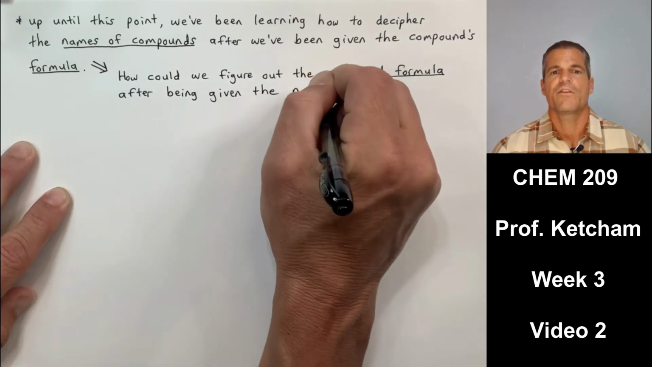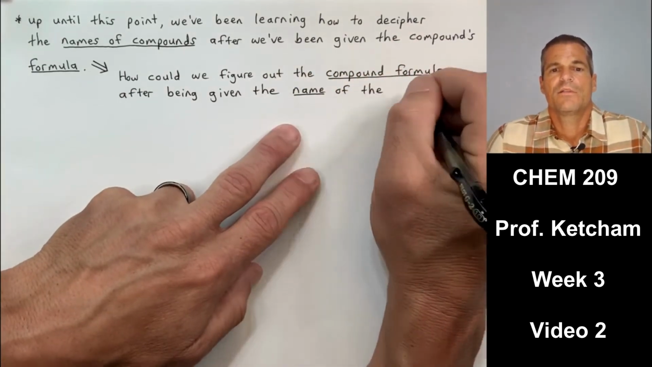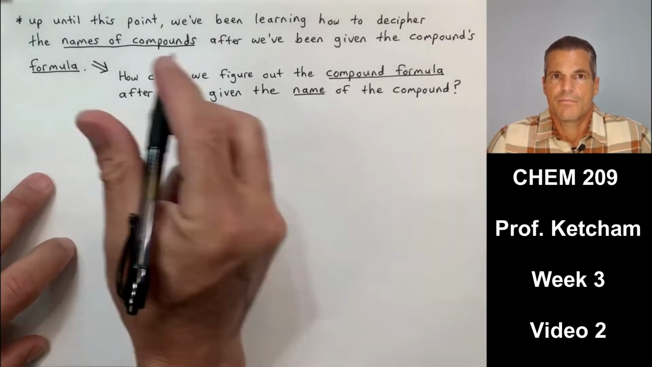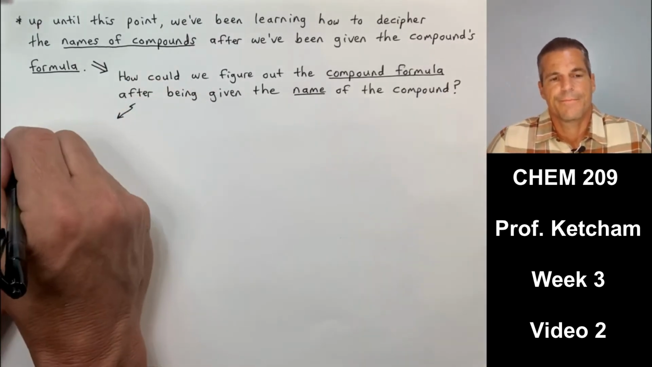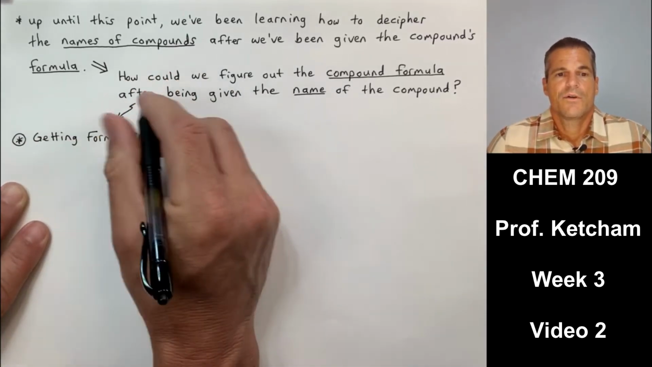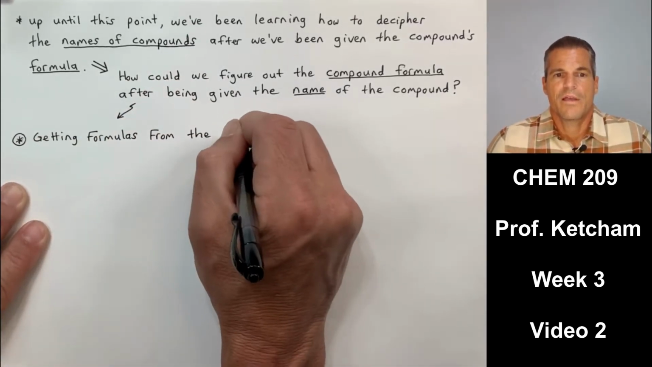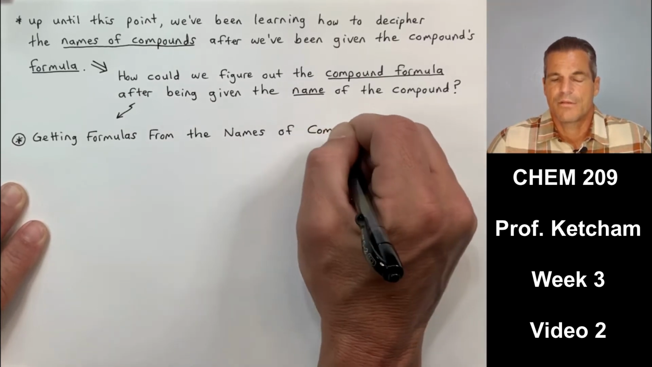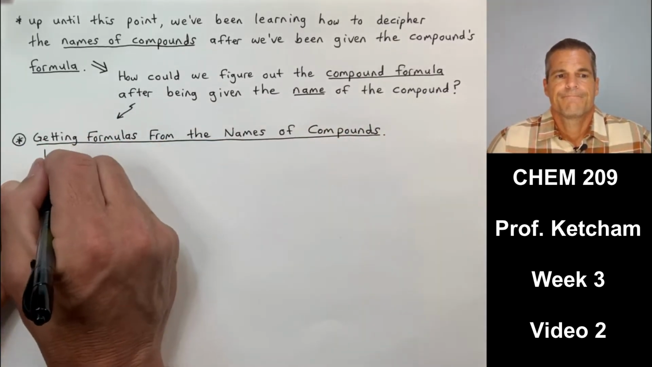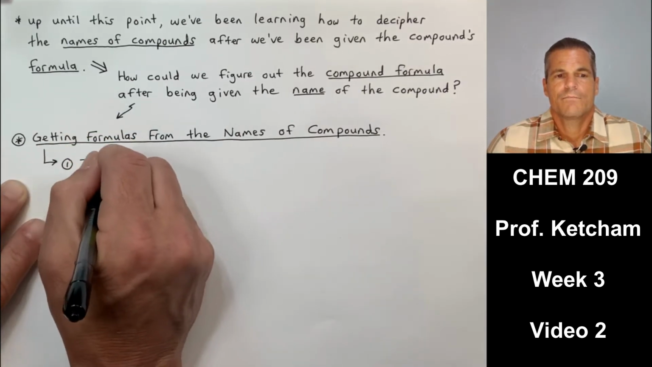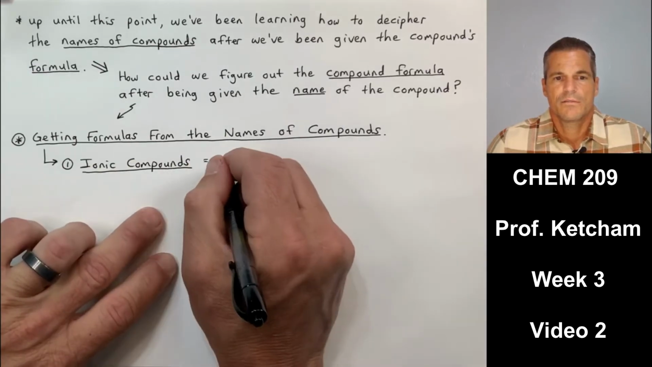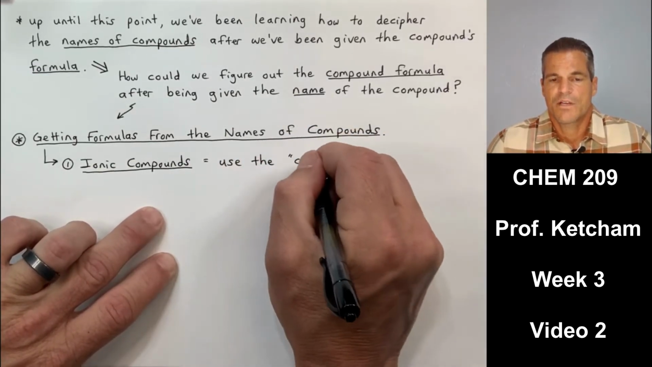How could we figure out the compound formula from the name of the compound? So how do we go the other way this time? Well, that's what we're going to start talking about right now. So how could we figure out the compound formula after being given the name of the compound? All right. Well, our next topic then becomes getting formulas from the names of compounds.